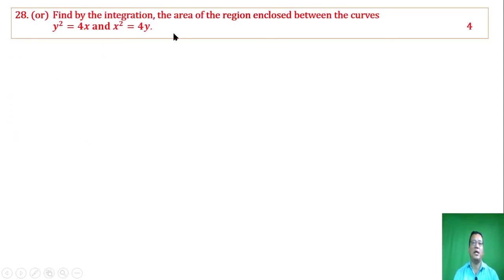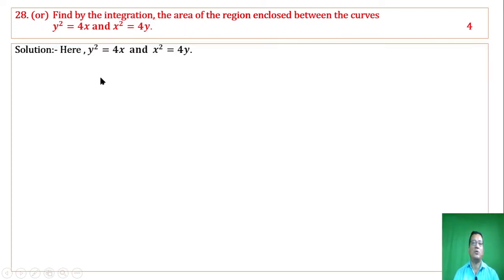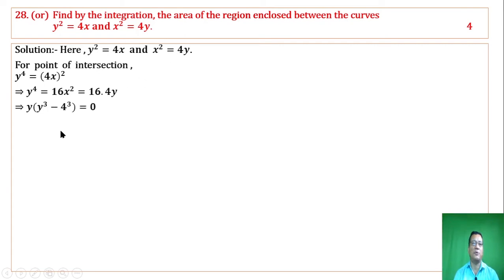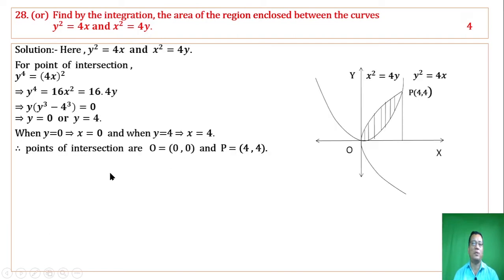Find by integration the area of the region enclosed between the curves, the parabolas this and this. Here y square equal to 4x and x square equal to 4y. For the point of intersection, squaring on both sides, we have this, and put x square equal to 4y. We have this, and factorize, we get y equals 0 or 4. The other factor cannot be real, no real root. When y equals 0, x equal to 0, when y equal to 4, x equal to 4. Therefore, the points of intersection are the origin 0, 0 and P, whose coordinates are 4, 4.